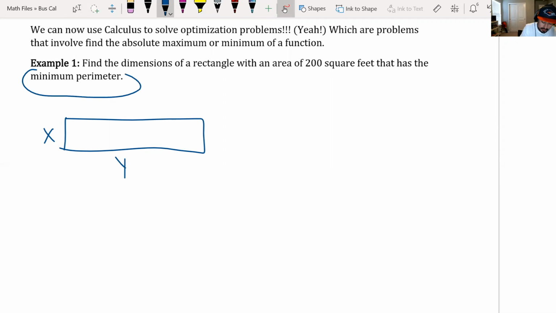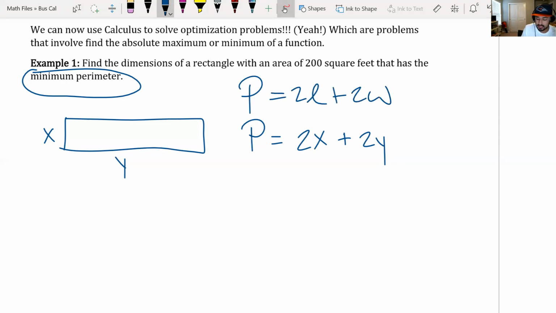Here are the key words: minimum perimeter. This means we need to minimize the perimeter of this given rectangle. The first thing we should know is, what is the formula for the perimeter of a rectangle? The perimeter of a rectangle is given by P equals 2x plus 2y. Or if you're keeping it in terms of L and W, that's fine as well, because P could equal 2 times length plus 2 times width. But since I already labeled it x and y, just roll with x and y.